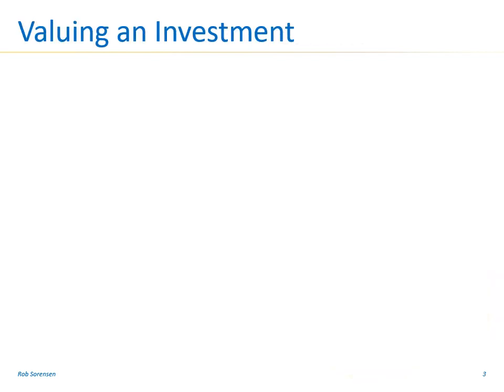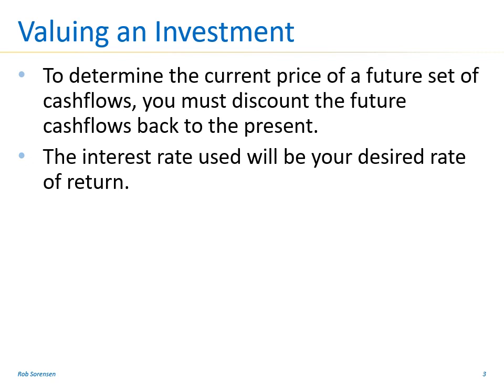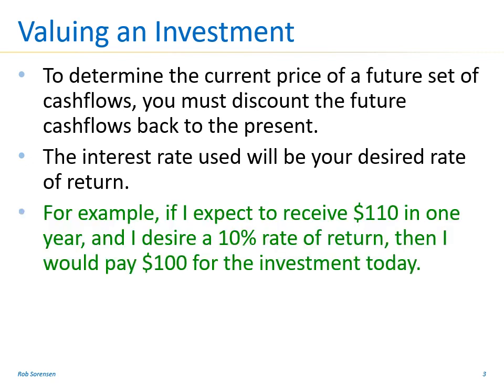Now, when we're valuing an investment, typically we want to see what it's worth today, and so we're going to bring back in time all of the future cash flows we're going to get. So that means discounting or finding the present value of those amounts. The interest rate that we're going to use is going to be our desired rate of return, isn't it? So if I want to make 10% on something, I'll discount it or bring it back in time at 10%.